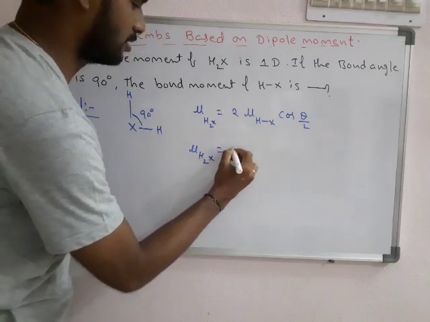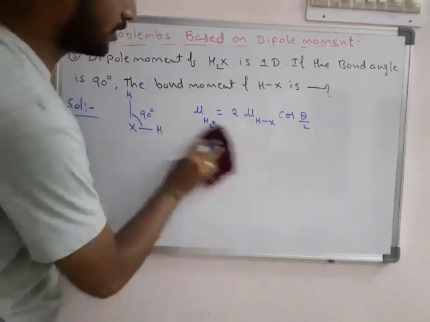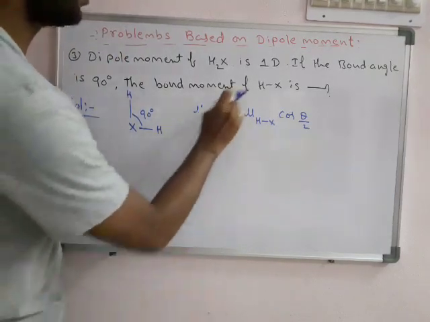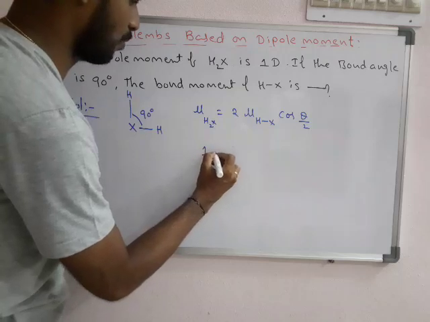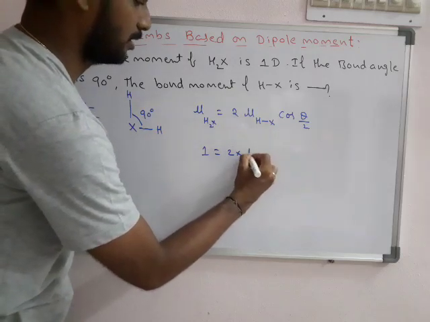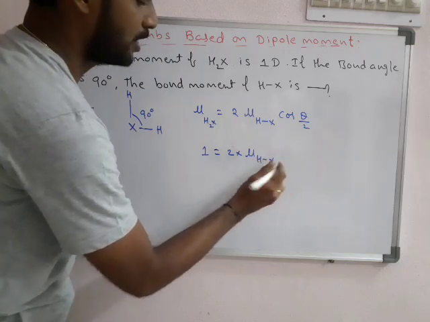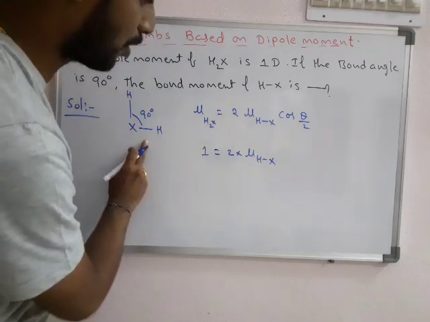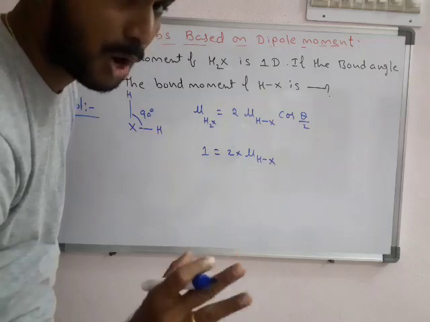H2 equals, so what is its value given actually? Its value is given as 1 dBi. Okay, μ equals 2 into, we need to find this. Okay, dipole moment. So the dipole moment of a separate bond is called the bond moment.